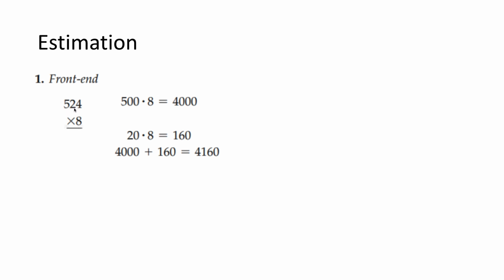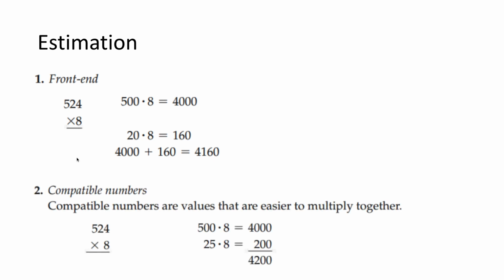524 is very close to 520. So I just had 500 times 8 plus 20 times 8. So you can have 4,160. You can change this to compatible numbers, right? So 524 is very close to 525.